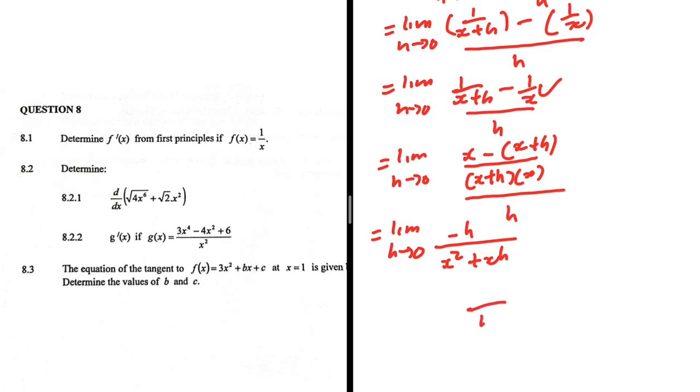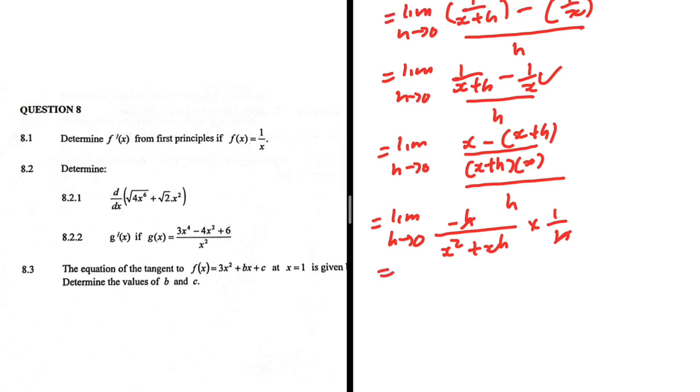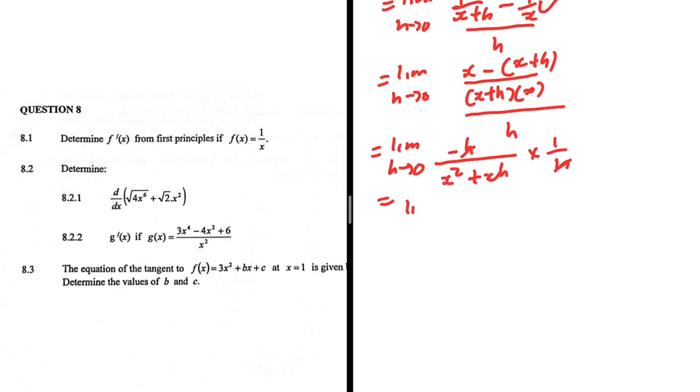Instead of dividing by h, we can multiply by 1 over h. So let's do that. We are multiplying by 1 over h instead of just dividing by h. It should be easy to see that h and h can cancel out. If we cancel out h and h, we are left with the limit as h tends to 0 of minus 1 divided by x squared plus xh.